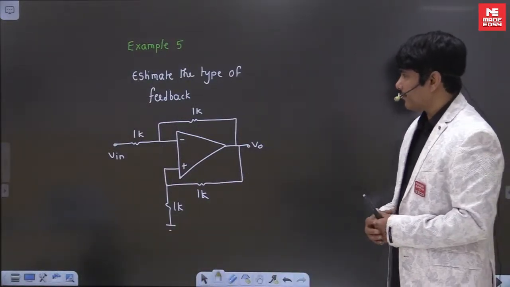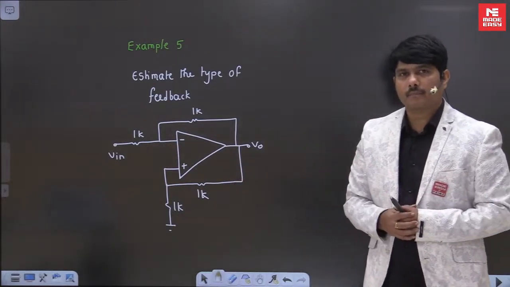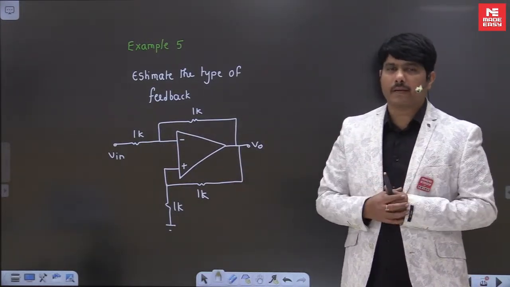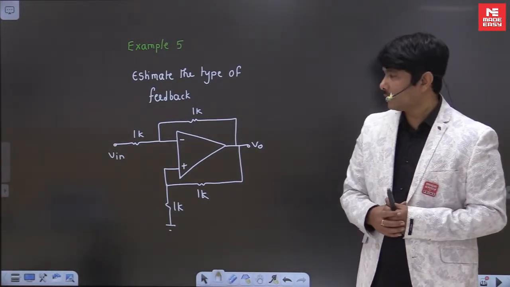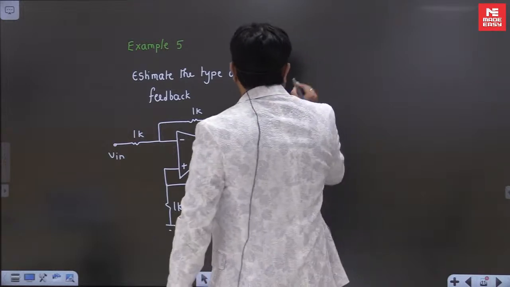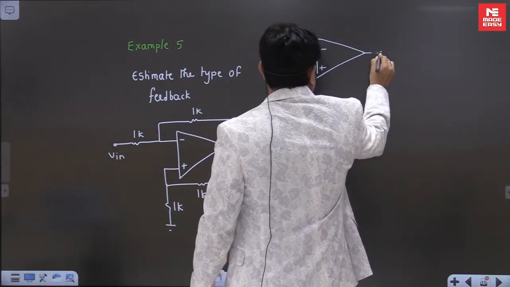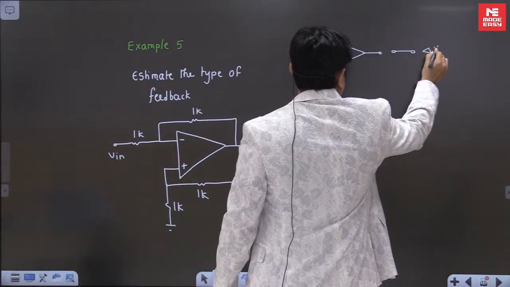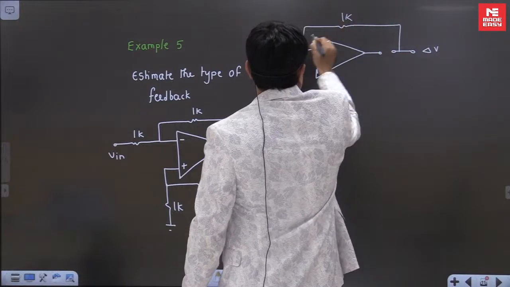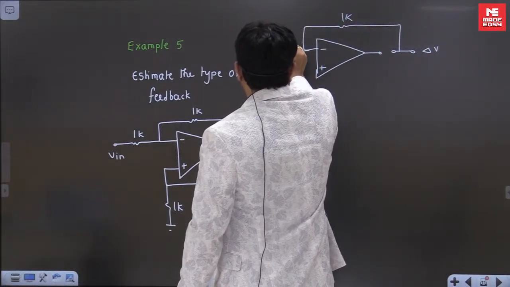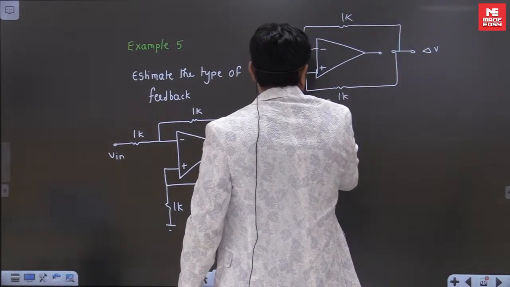In this example, I have made the resistors above and below balanced. On both sides we have 1K, 1K, and below also 1K, 1K. What is the system analysis? If you take the design, this is minus, this is plus, with the output taken with some del V. Here we have 1K and 1K, this is ground, and here we have 1K and 1K.